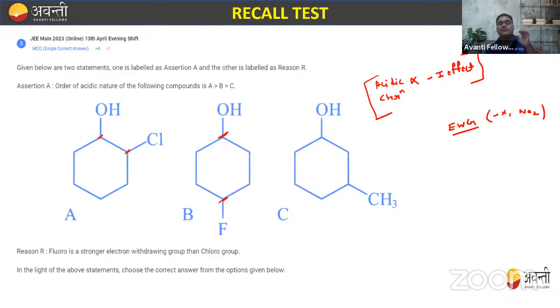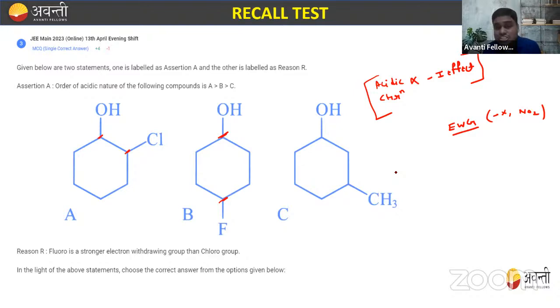तो इसीलिए फ्लोरीन होना चाहिए था एक्सपेक्टेड फ्लोरीन टू बी हाईएस्ट एसिडिक बिहेवियर, बट ड्यू टू दिस डिस्टेंस issue, chlorine, that is the orthochloro or we say 2-chlorocyclohexanol is good acidic behavior as compared to fluorocyclohexane. ये क्लियर है दोनों को. And why C is the least?